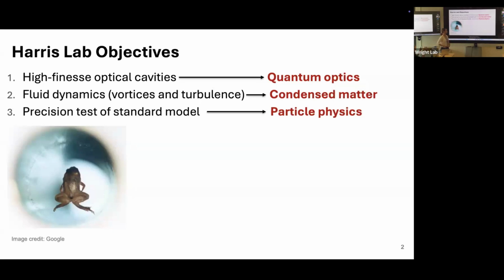At Harris Labs, we have three goals that can be categorized into three subsets of science or physics. We study high finesse optical cavities, fluid dynamics, and conduct a precision test of the standard model. And we do all of this on a platform, which is a magnetically levitated drop of superfluid helium.